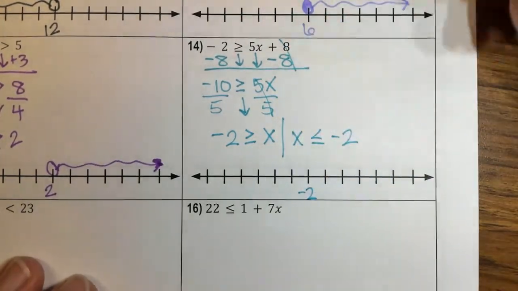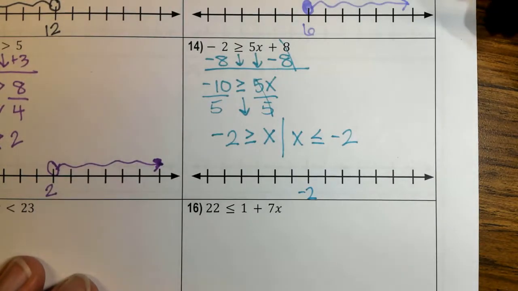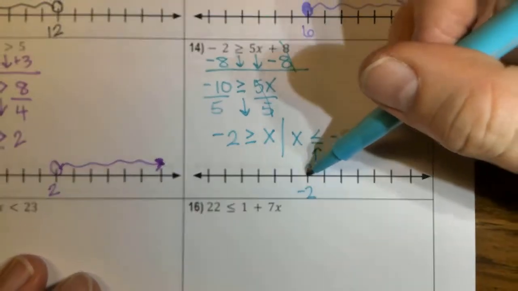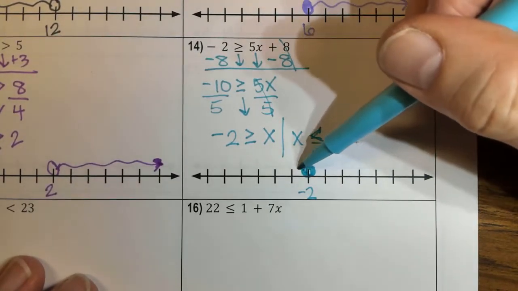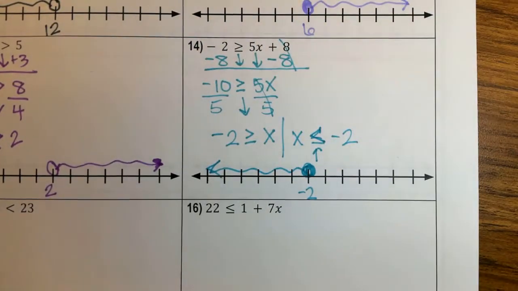Okay, so I have negative 2. And my symbol is underlined, so I have a closed circle. And less than goes left. And I'm done with that one.